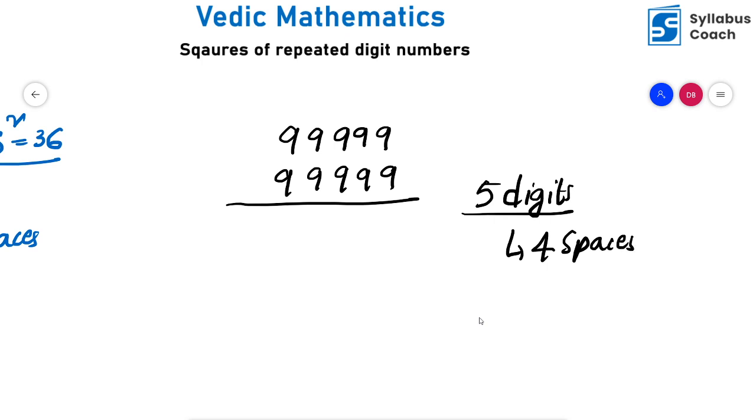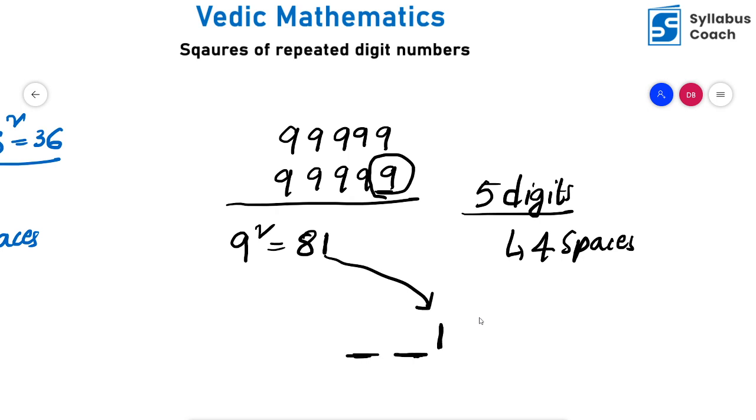Now, the first step, what is 9 square? Because the last number is 9. 9 square is 81, isn't it? Now, bring this one to the last place. Now, leave 4 places, 1, 2, 3, and 4. And now write 8. Now leave more spaces, 2, 3, and 4. Now fill the boxes, simple.